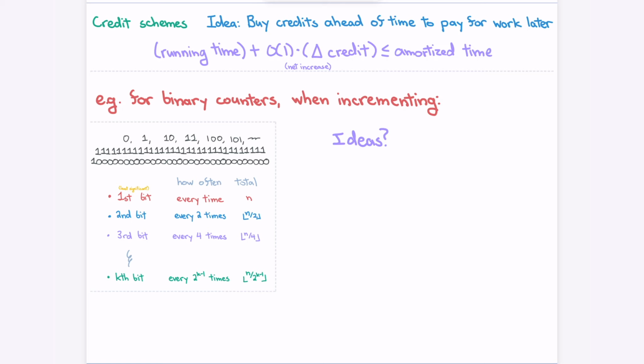So each time you try to increment, you also buy some credits. Any ideas? Yeah, so in principle, if you buy 2 credits, that should be enough. Because it's amortized time, it should be 2, and you know that in hindsight.